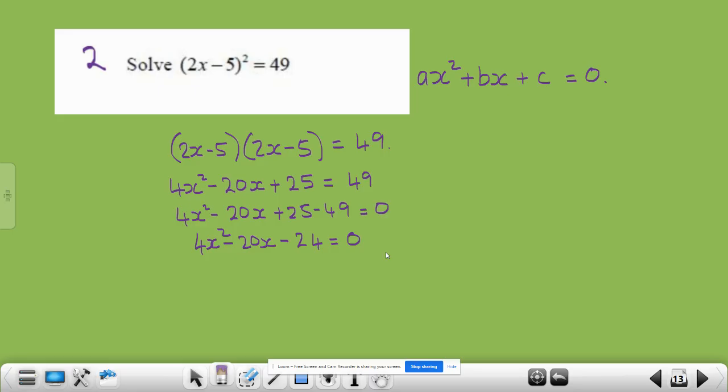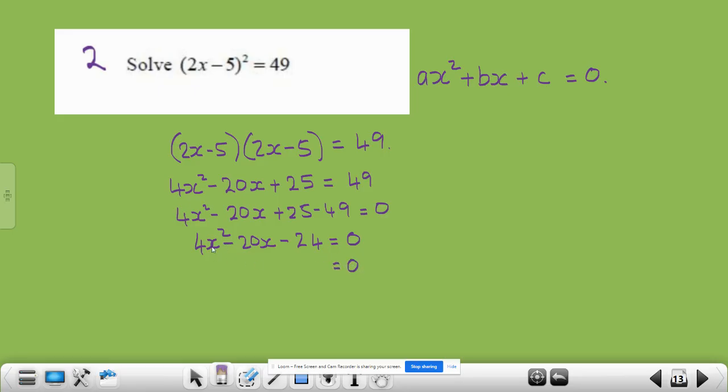Now, you could just go straight ahead and type that into your calculator using the quadratic formula. But let's just have a look at this a minute, because although it looks more complicated because we've got this coefficient of 4, if we look at every term, they are all multiples of 4. So we can factor out 4 from each of those terms. And we can do that because it's equal to 0. So if we divide both sides by 4, we're still going to get our 0 here.